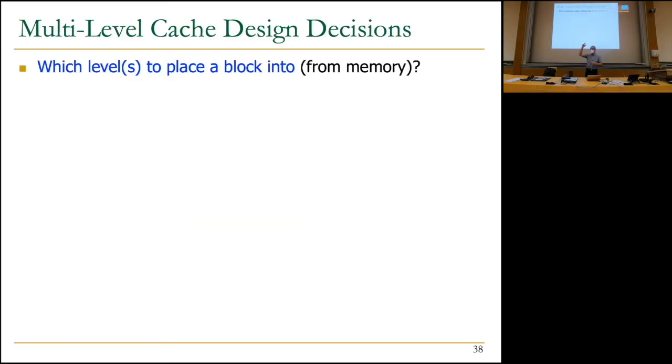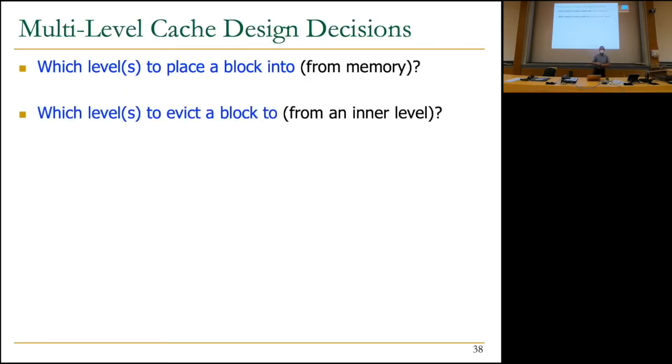If you have a lot of information at the high level, it may make sense to actually bring it to the hardware, and the hardware, also taking into account the dynamic behavior of the blocks, can actually make a better decision. For example, which level do you place a block into from memory? Do you place it into L1, L2, L3, L4, all of them, a subset of them? You can see even that is a design space decision.